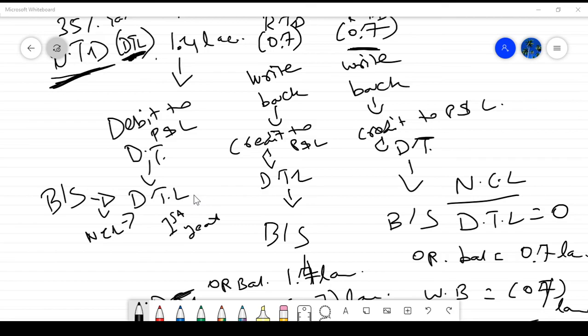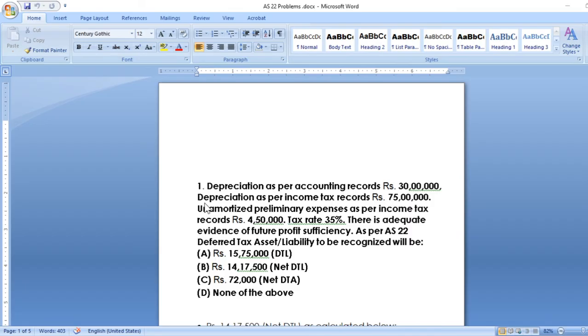Depreciation as per accounting records 30 lakhs. Depreciation as per Income Tax Act 75 lakhs. Unamortized preliminary expenses 4,50,000. Tax rate is 35%. There is adequate evidence of future profit sufficiency. As per AS 22, calculate deferred tax liability or assets.